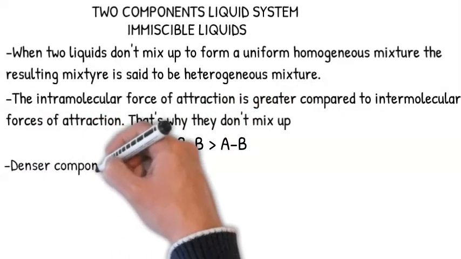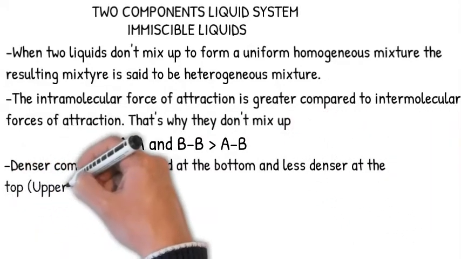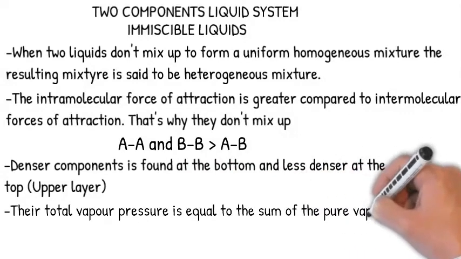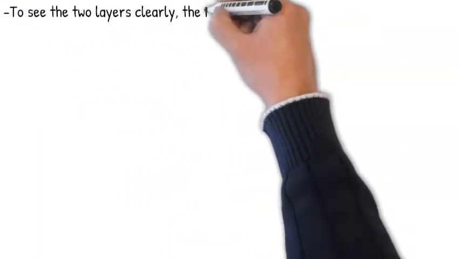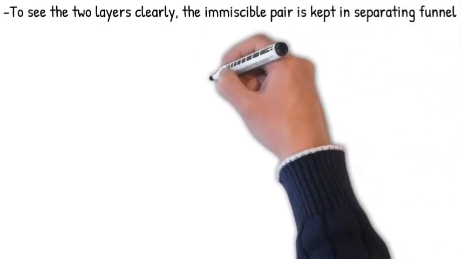The denser component is found at the bottom and the less dense at the top, upper layer. Their total vapor pressure is equal to the sum of the pure vapor pressure components. To see the two layers clearly, the immiscible pair is kept in a separating funnel. See the diagram below.